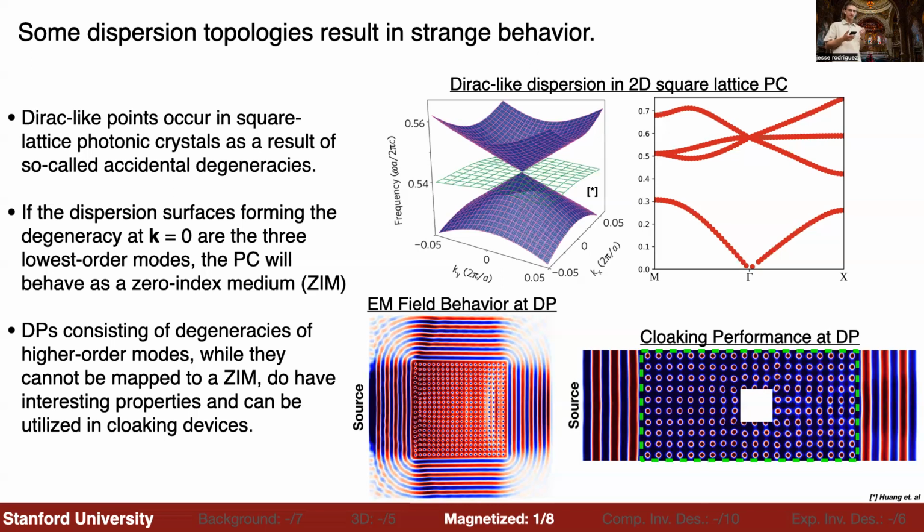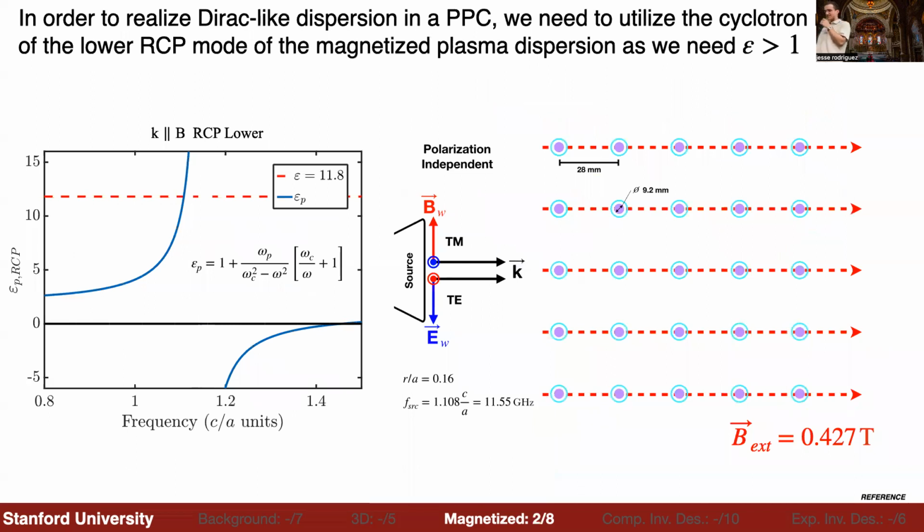And we were like, okay, this is just with dielectric material, but how could we do this with plasma? If we want to realize this Dirac-like dispersion in a plasma photonic crystal, or PPC, we need to utilize the cyclotron resonance in the lower RCP mode of the magnetized plasma dispersion, because we need epsilon greater than 1. Remember, in non-magnetized plasma, the epsilon does not go above 1, and we need that to realize this Dirac-like dispersion. And so we tune the magnetic field just so that we can reach the desired permittivity value at the desired frequency.